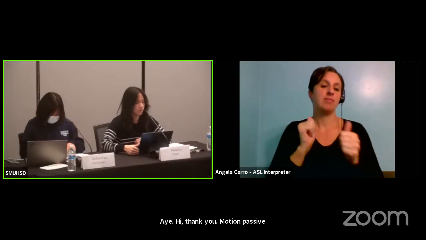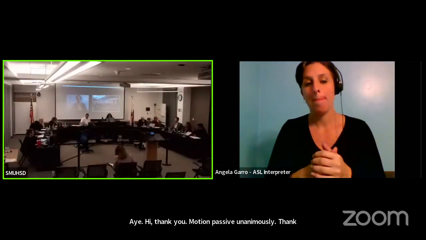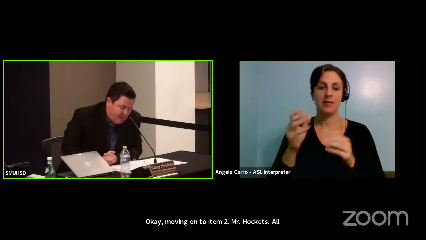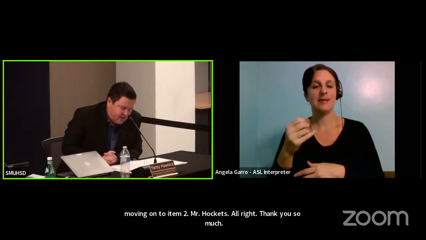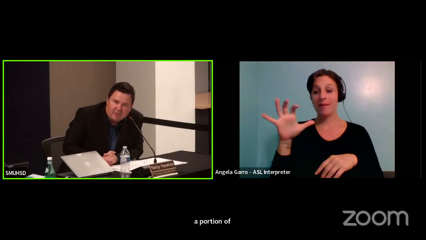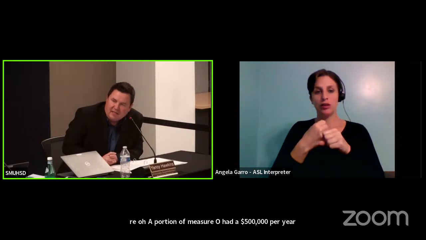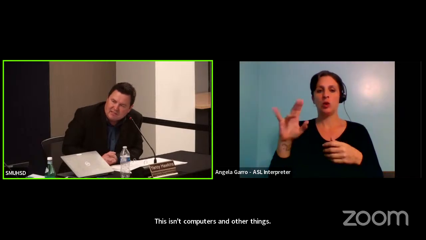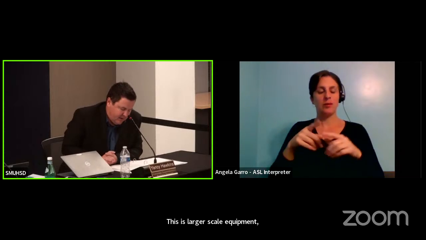Okay, moving on to item 2, Mr. Hawkins. All right, thank you so much. As many of the trustees know, through Measure O, a portion of Measure O had a $500,000 per year allocation for 10 years for technology replacement and upgrades. This isn't computers and other things. This is larger scale equipment, including switches, wireless access points, et cetera.